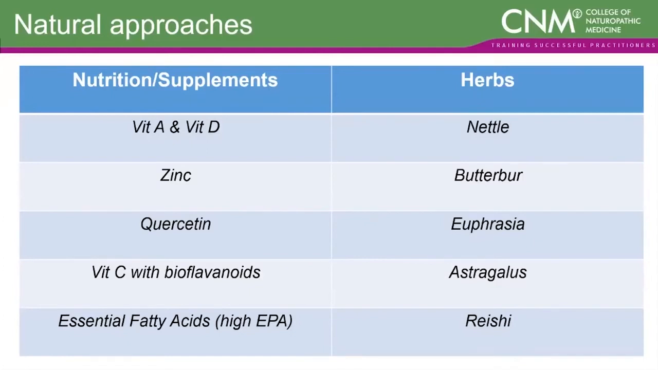And then we've got the last one, essential fatty acids. So essential fatty acids, particularly those with high EPA levels, are a great anti-inflammatory. So if you remember me mentioning how in allergies, we tend to have this histamine surge, which causes a lot of inflammation, a lot of swelling. Now, the EPA helps reduce some of that inflammation, and so helps facilitate drainage and lessen the severity of symptoms.